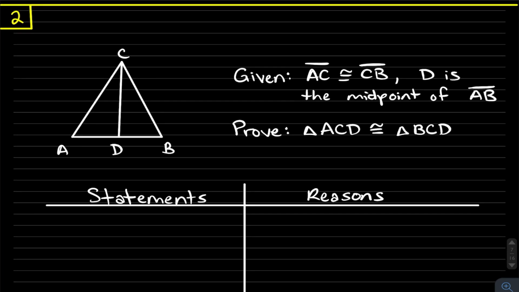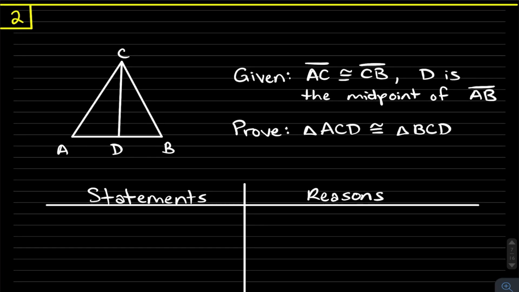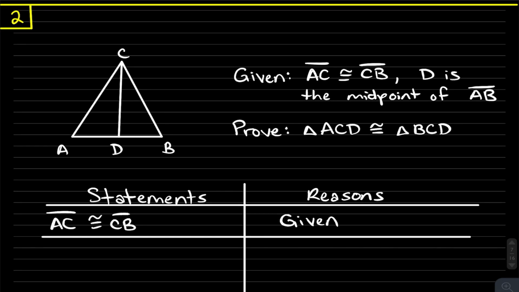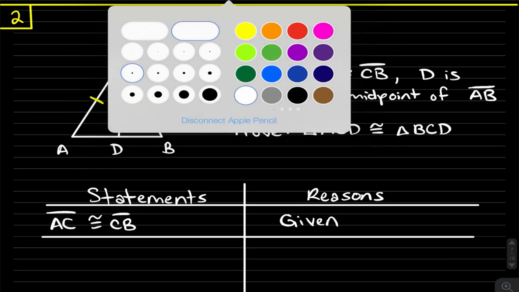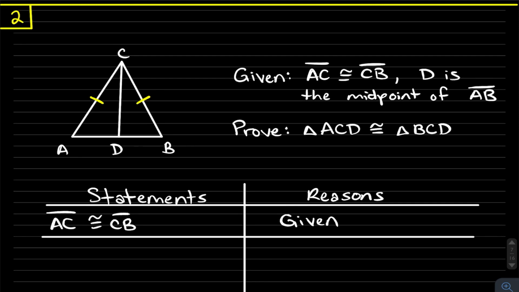Okay, and so let's start off here. Remember what I said we do to start off. We're going to write down our givens. So we'll write down that segment AC is congruent to segment CB, because that's given. And so we'll identify that on the triangle here. We have AC, we have CB. Okay, and that's a great way to start off. Does that tell us anything about our triangle yet? Is there anything else we can pick from? No, I don't see anything that obviously tells us. So let's move on to our next given.